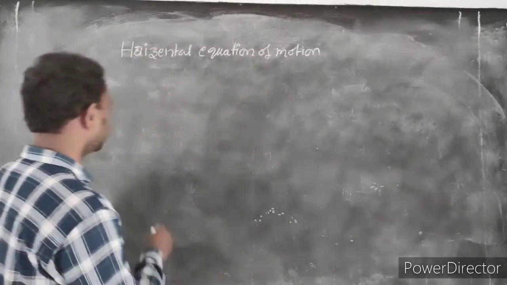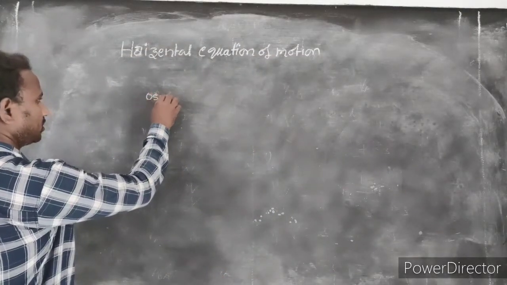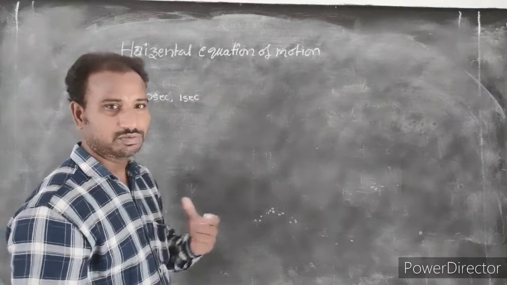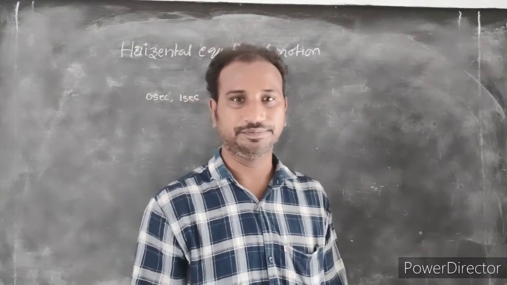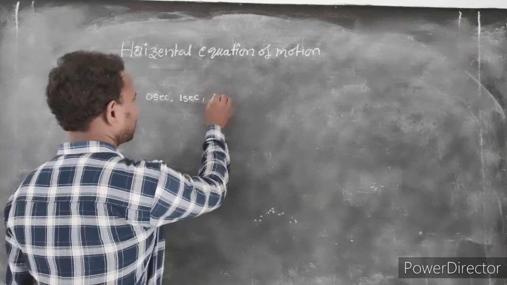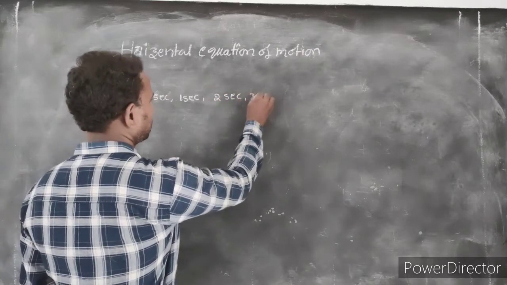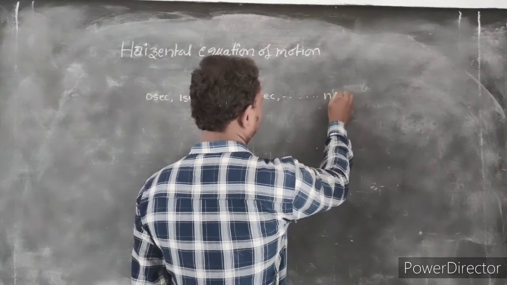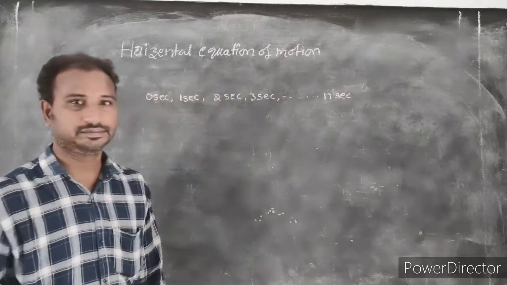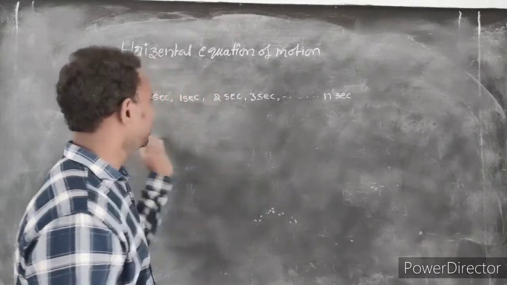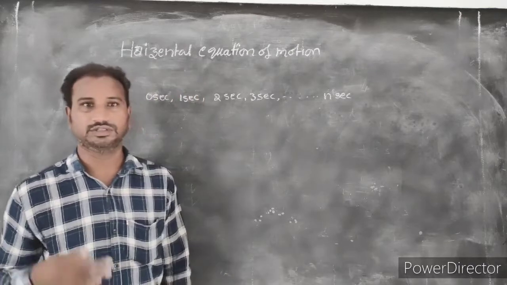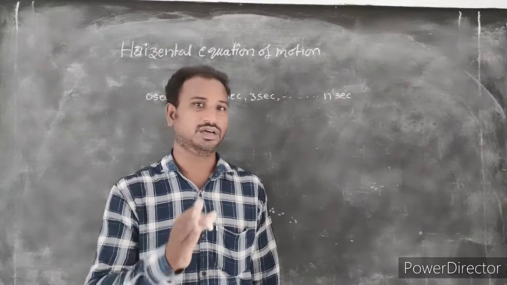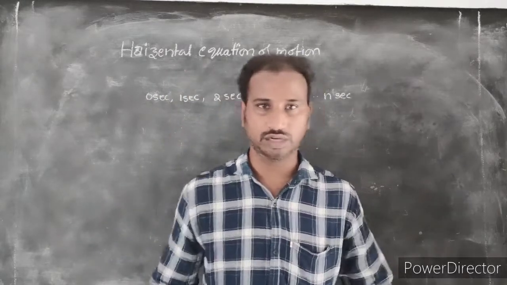Just identify that. In 0 seconds, what is the displacement? 0. Next, for 1 second, we have to find the displacement. We can use the formula s is equal to ut plus half at square. So 0 second, 1 second, 2 seconds, 3 seconds, and so on, up to n seconds. Here we can find the displacement in 1 second, 2 seconds, 3 seconds, and so on. In n seconds, we use the formula s is equal to ut plus half at square.